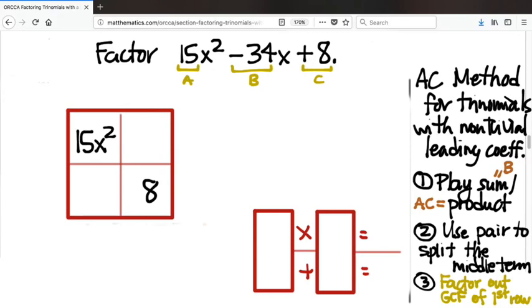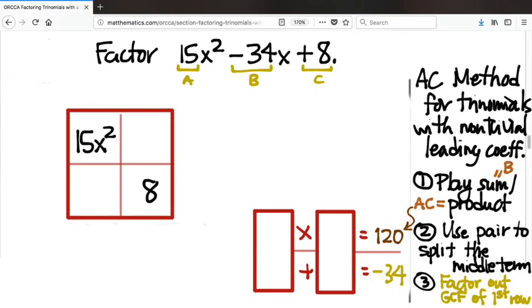And so in my sum and product game, I need to find a pair of numbers which add together to give me B, so they need to add together to give me negative 34. But that same pair of numbers also needs to multiply together to give me how much? This is the part that puts the AC in the AC method. We don't take just 8, as we did before. We take 8 times 15, namely 120.